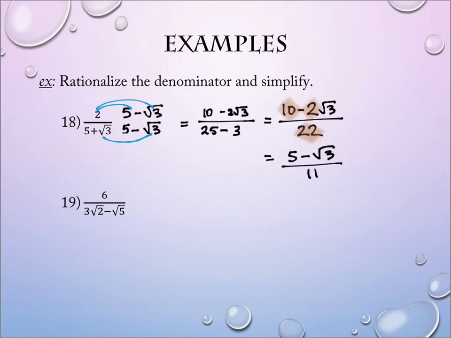Okay, I know we're pushing the limits here. Let me finish the last one for you really quick, and then you go back and watch it in more detail later if you need to think through it again. We're still doing the same thing, multiply by the conjugate, 3 square root of 2 plus square root of 5 on top and bottom. We'll distribute out the numerator. That gives me 18 square root of 2 and 6 square root of 5.